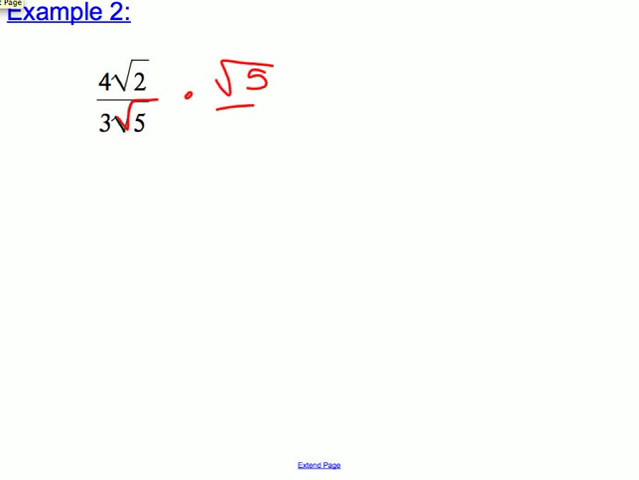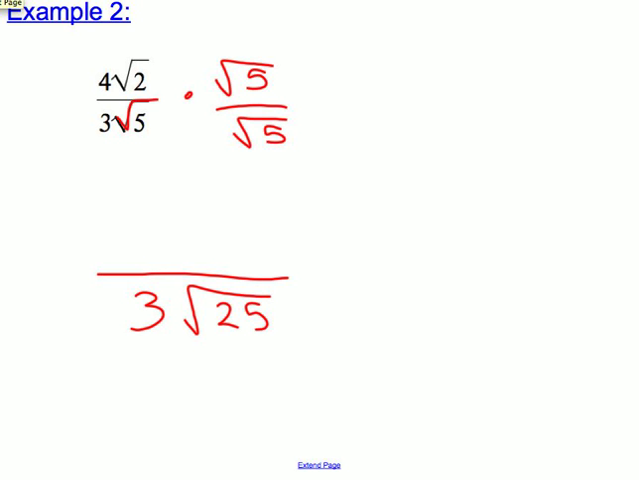We're not changing the value of the fraction, we're simply changing the look of the fraction. And by multiplying by square root of 5 on the bottom, we are left with 3 times square root of 25. Which was the whole purpose, because 5 times 5 is 25. But we know square root of 25 is 5. So this ends up as 3 times 5. That's why it's so nice. My denominator becomes a nice, easy 15.